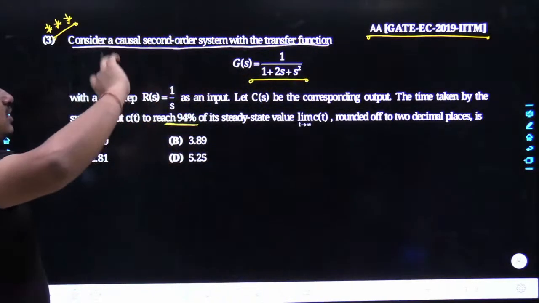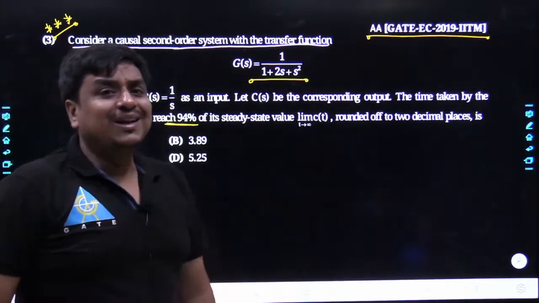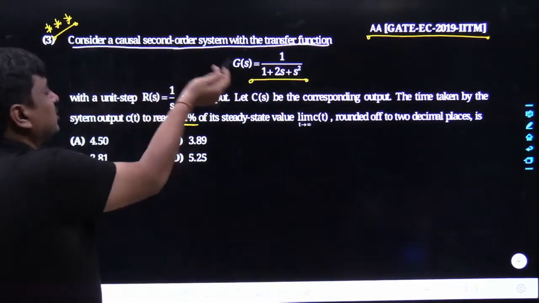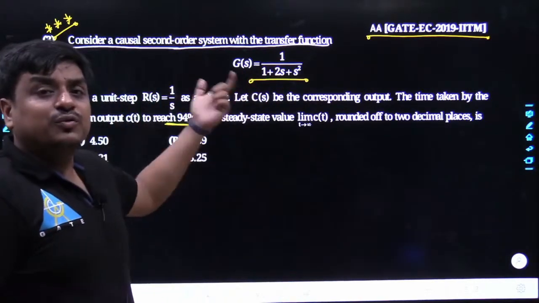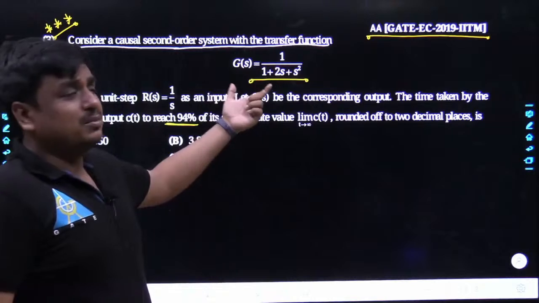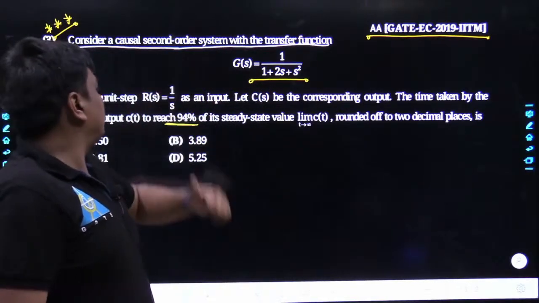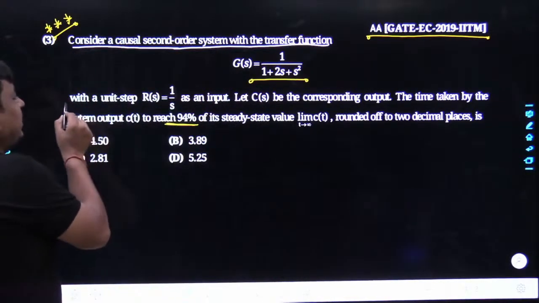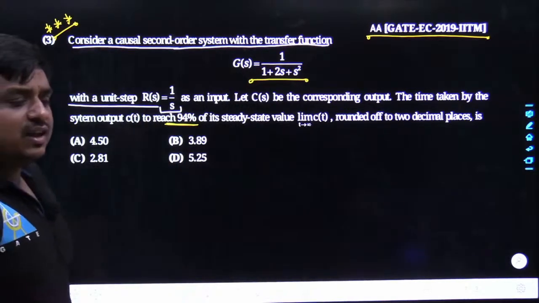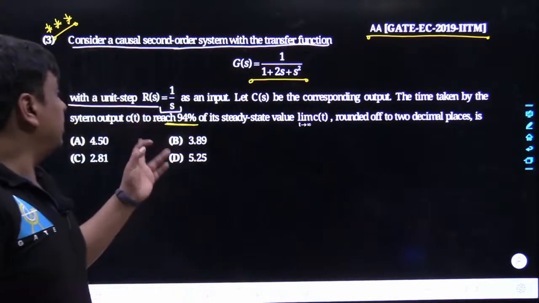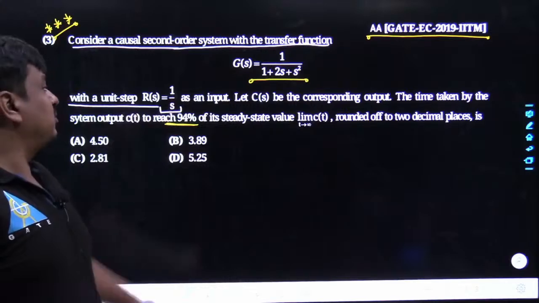That means this transfer function is true only for t greater than or equal to 0. It looks like a second order system because the number of poles involved with this system is 2, so obviously it is a second order system. Now it is excited with a unit step input, that means the input exciting this system is a unit step whose Laplace transform is 1 upon s.